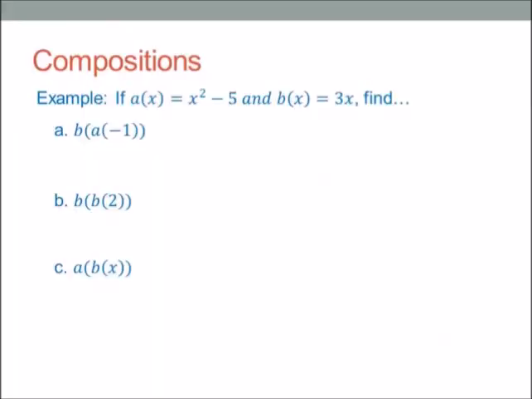Hi there, it's me, Mr. B. Let's do another example of compositions. I'm given 2 different functions this time, so a of x equals x squared minus 5 and b of x equals 3x. Let's first find b of a of negative 1.